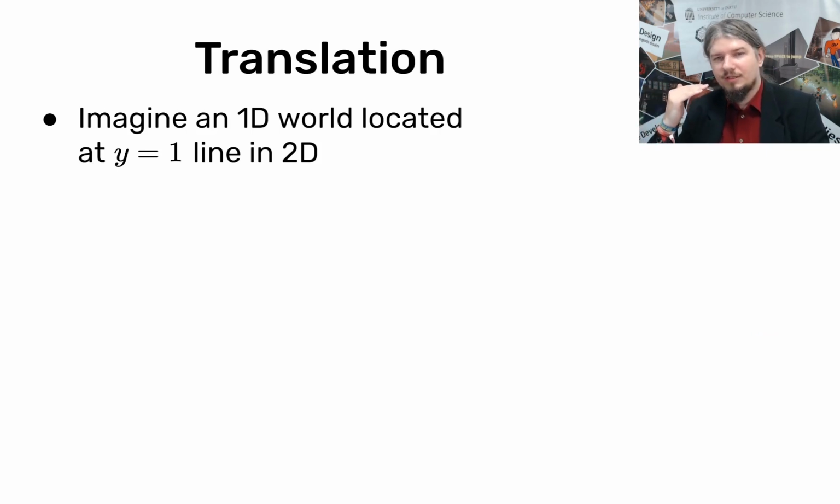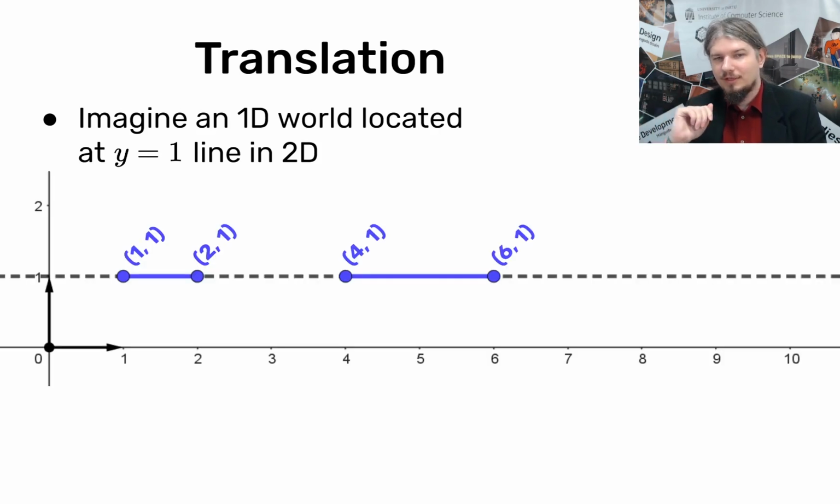Imagine we have just a 1D world located at the y=1 line in 2D. So it looks like this. We have this one-dimensional world. These lines here, all they know is this 1D world. They have no idea that there is this 2D world around them. But we, as 3-dimensional beings, can of course see this 2D world. And they're all in this y=1 universe.